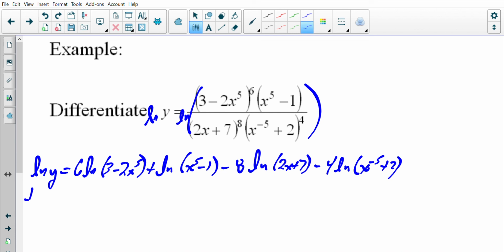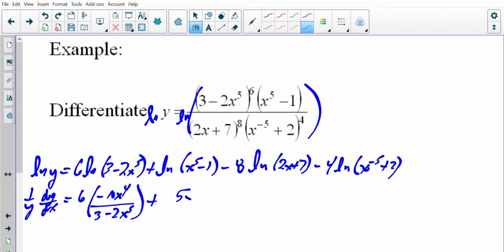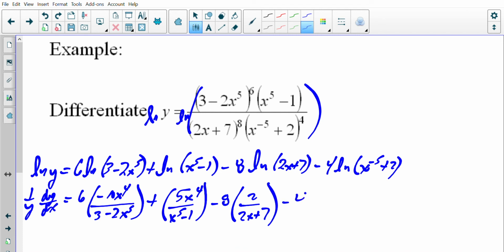Take the derivative, so 1 over y dy dx. Now it's 6 du over u, so negative 10x to the 4th over 3 minus 2x to the 5th, plus du, 5x to the 4th over x to the 5th minus 1, minus 8 times 2 over 2x plus 7. Subtract 4, negative 5x to the negative 6 over x to the negative 5 plus 2.